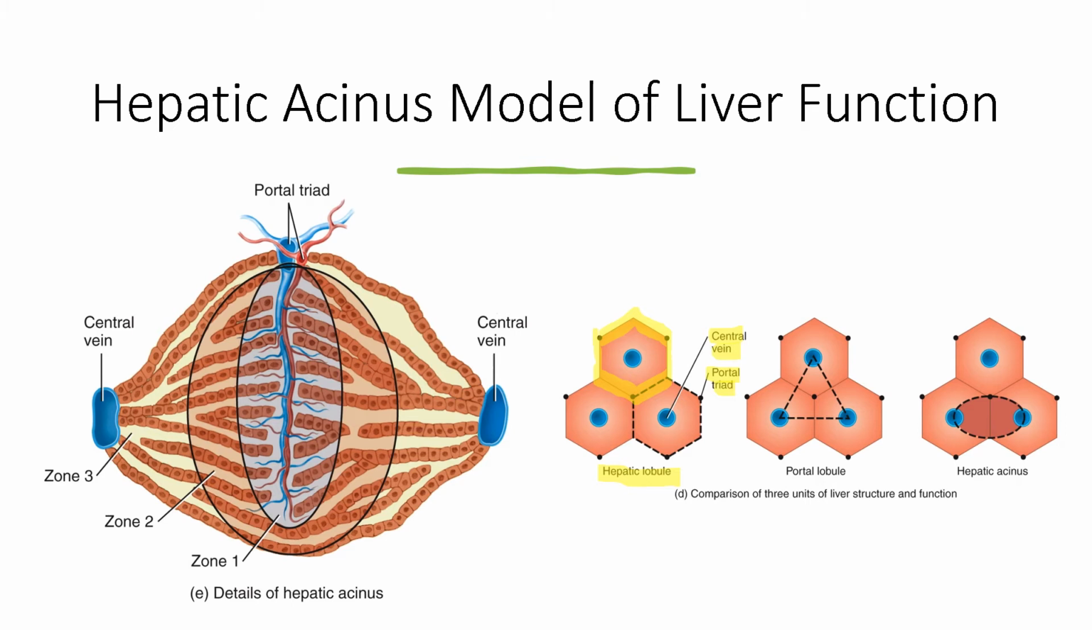Now, the next functional unit we'll talk about is the portal lobule. Now, this model emphasizes the exocrine function of the liver. So that is bile secretion. So this one is going to emphasize bile secretion.